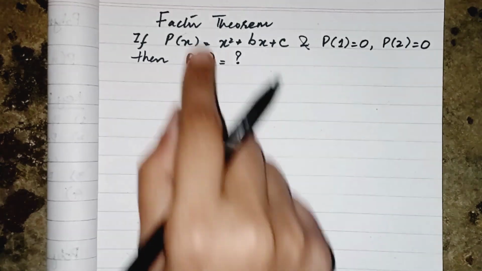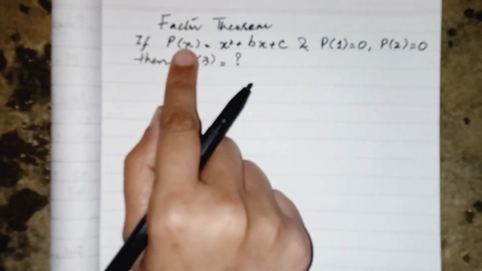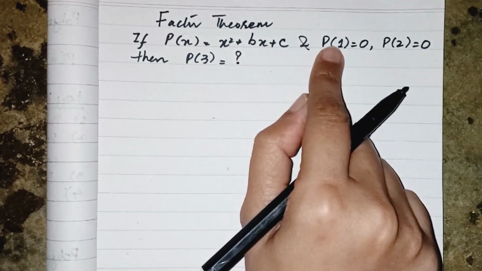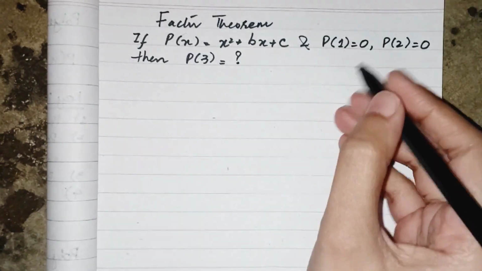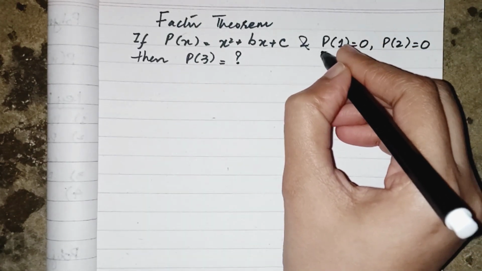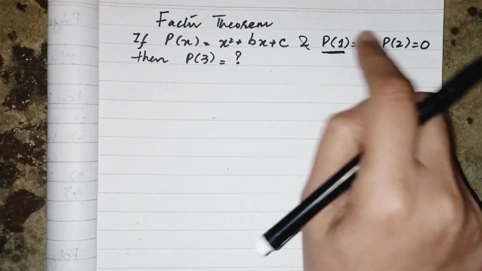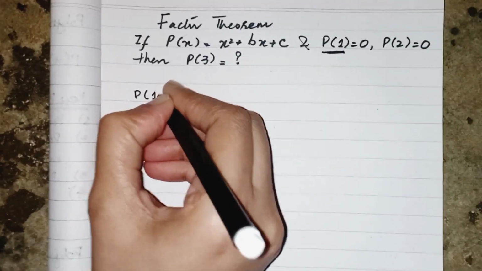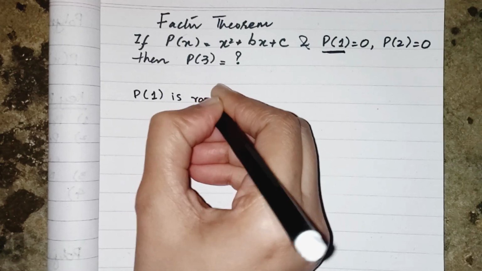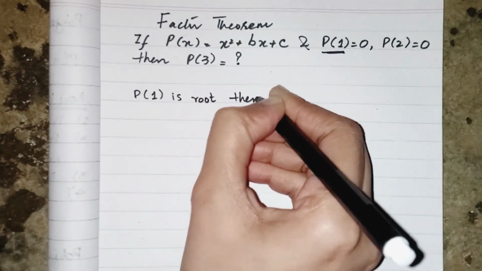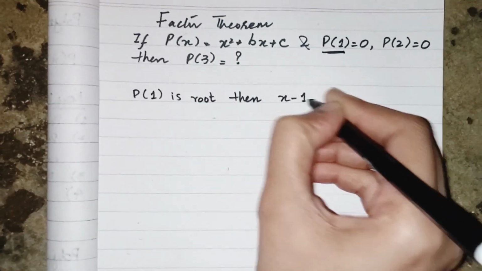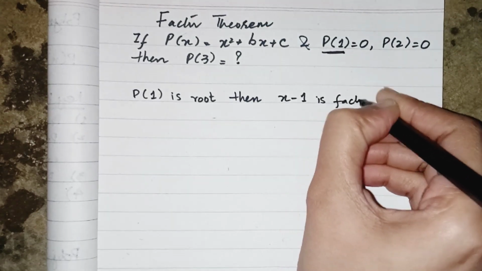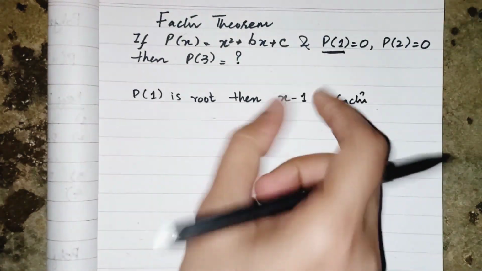Now the other topic is the factor theorem. If p of x equals x square plus bx plus c and p(1) equals 0. Over here what they are saying is that 1 is a root. Then we can say that if 1 is a root, then x minus 1 is a factor. How would we know?